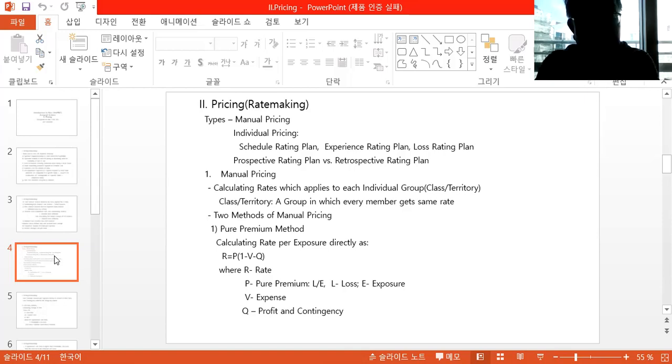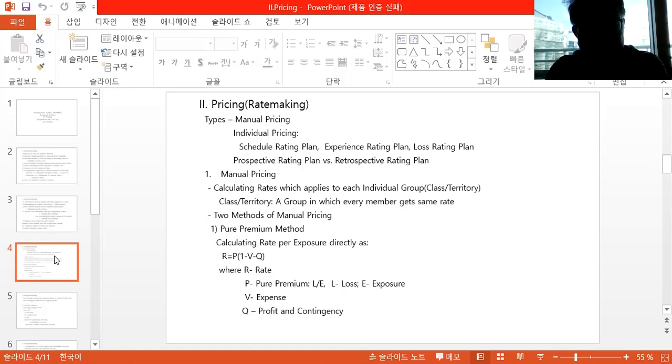First, we discuss manual rating. As I said before, manual rating calculates rates which apply to each individual group. Here, an individual group is classified by class and territory. That's a typical classification used in the US. A class or territory is a group in which every member gets the same rate. So every member gets the same rate, and any fluctuations of claims are ideally based just on random occurrence.